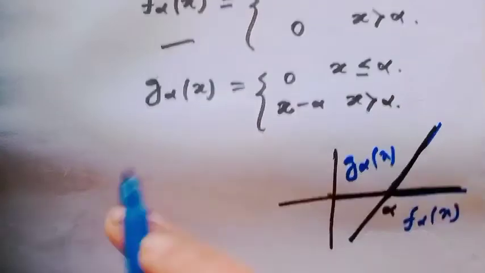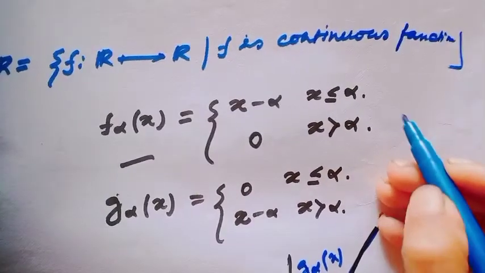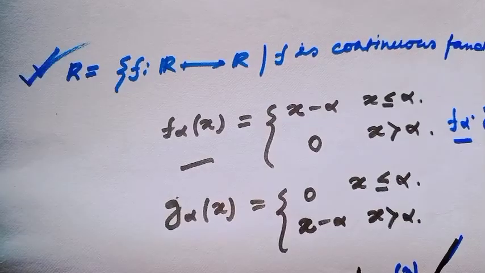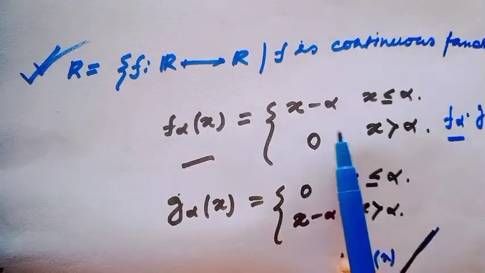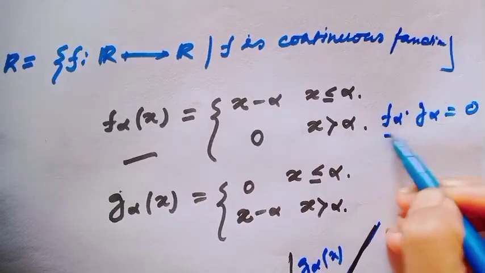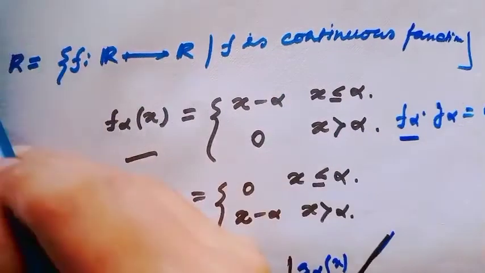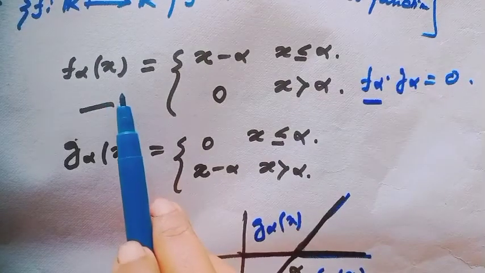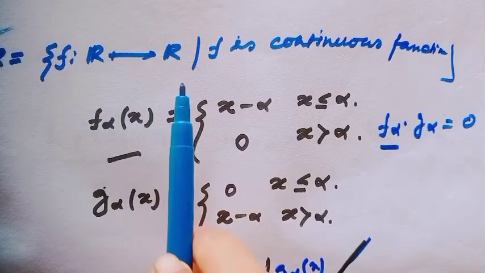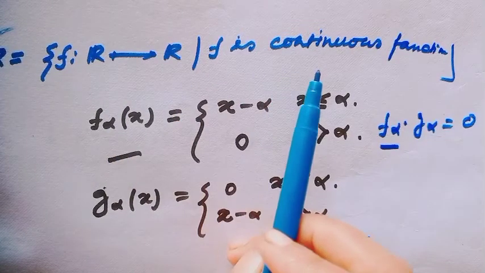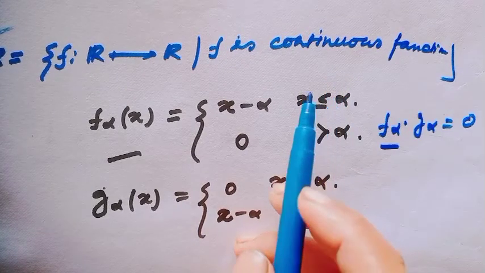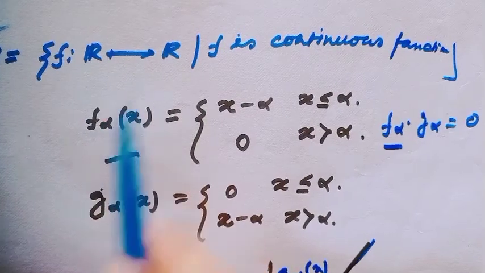And notice here f_alpha times g_alpha equals 0. And here notice both functions are non-zero functions. So f_alpha is a zero divisor of this ring R. And for different values of alpha, we will get different functions. So this ring has an uncountable number of divisors of zero, because here alpha is a member of the real numbers.